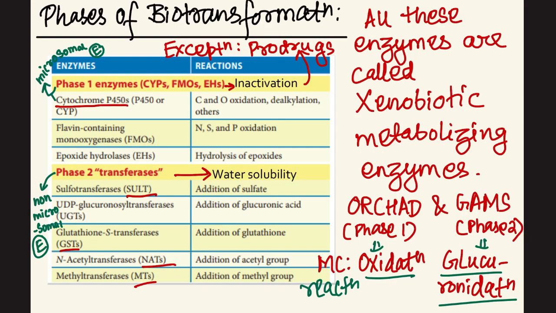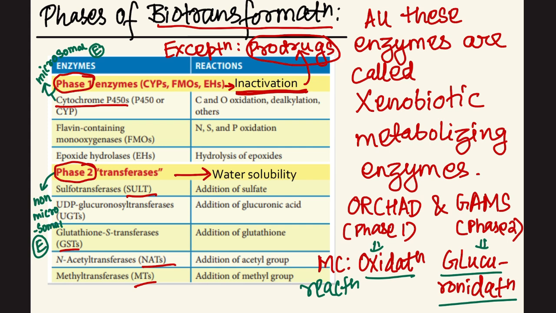Now coming to the phases of biotransformation. Basically in biotransformation we have two phases, that is phase 1 and phase 2. The purpose of phase 1, as I have already mentioned, is inactivation of the drug. An exception to this is the prodrug, because a prodrug is inactive, it will be converted into active form.